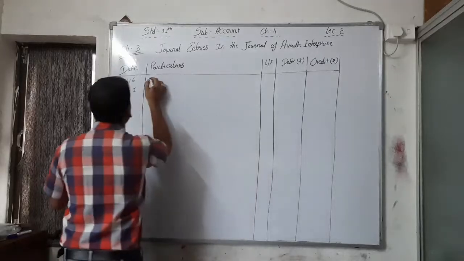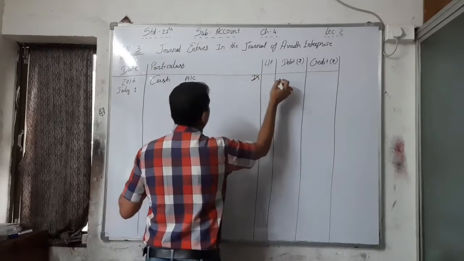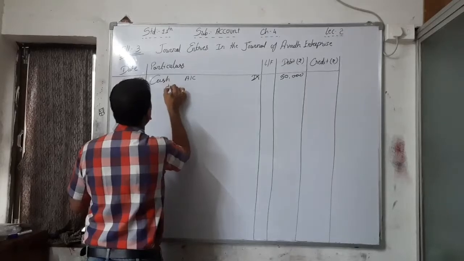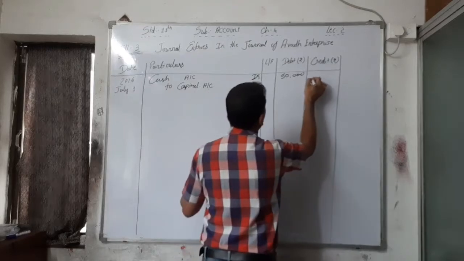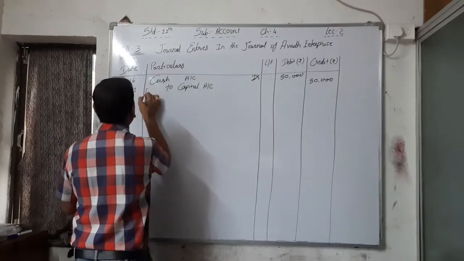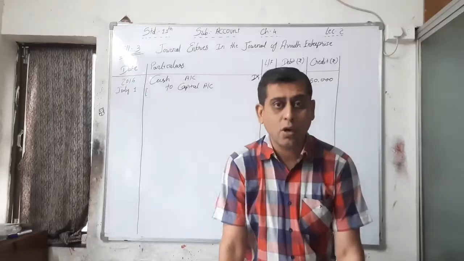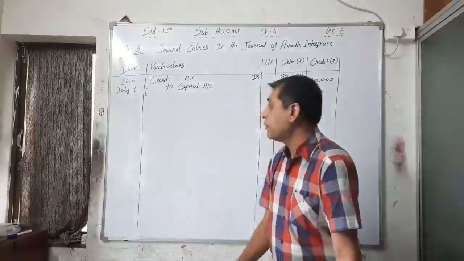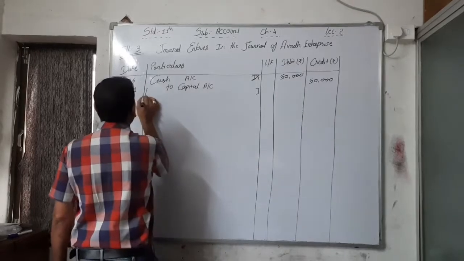So here I am writing: cash account debit 50,000 to capital account 50,000, and write down the narration: being rupees 50,000 brought by the owner Ajay and commence the business. Right? This is your "being". You have to write that "being" in your own words.